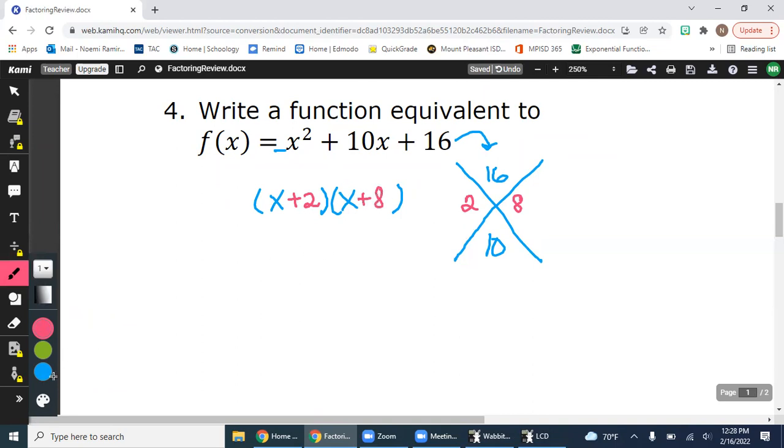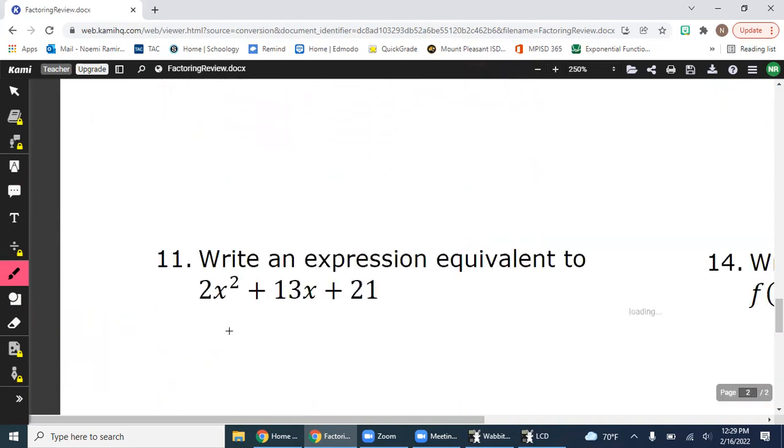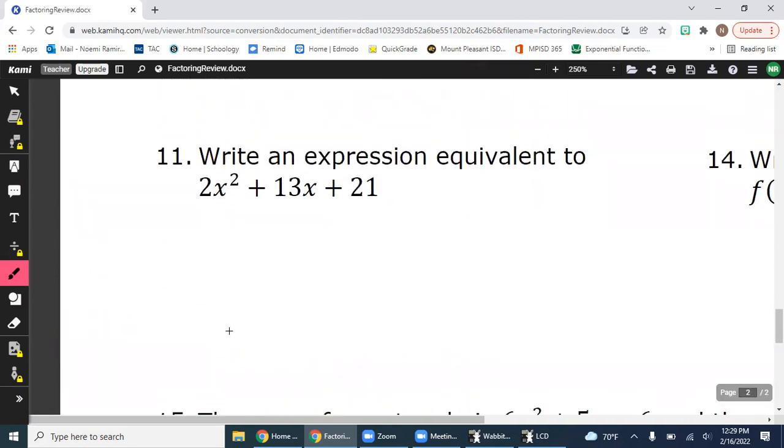Now, what is going to be included into this one since it's originally a function? F of x. You'll see f of x in your answer choices, okay? When you're ready, flip it over. And I'll come back to number 9. We're gonna go down to number 11.